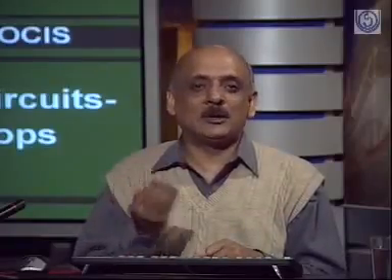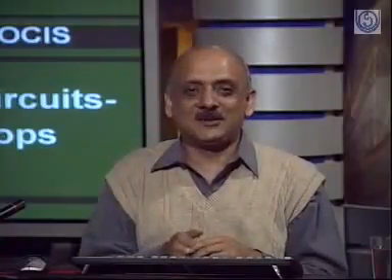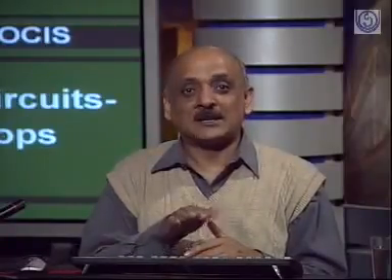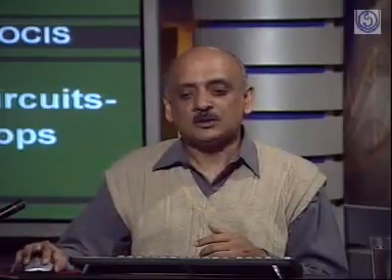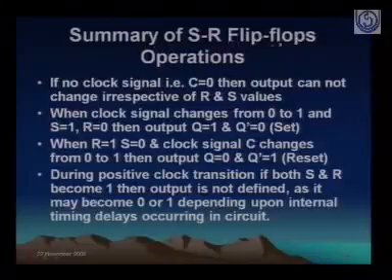In discrete computers, we always want to know what the next state is going to be and what the present state is. And that is the basis of designing circuits also, right? So let's try to summarize the SR flip-flop operations. If there is no clock pulse, that is C equals 0, then the output cannot change irrespective of R and S values. When the clock pulse changes from 0 to 1 and S equals 1 and R equals 0, then the output becomes Q equals 1 and Q dash equals 0, that is the set state.